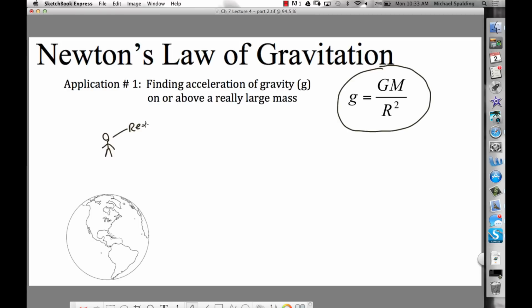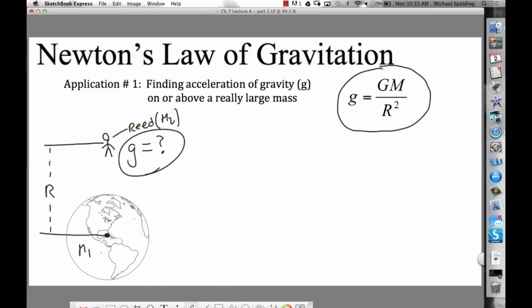We got Reed. And Reed, you're going to be M2 because the Earth is bigger, so we're going to call the Earth M1. Now, the important distance here is from the center of the Earth to the center of Reed. So that's R. Now, this is very simple. What we're trying to do is figure out the acceleration of gravity way high above the surface of the Earth. What happens to the acceleration of gravity as you leave the Earth?